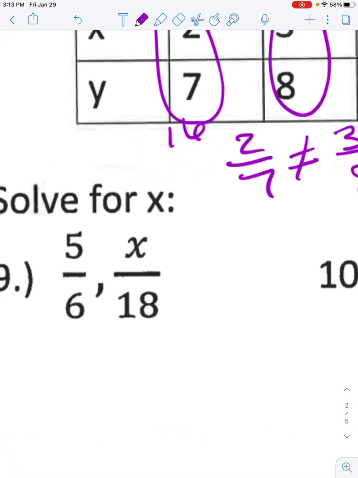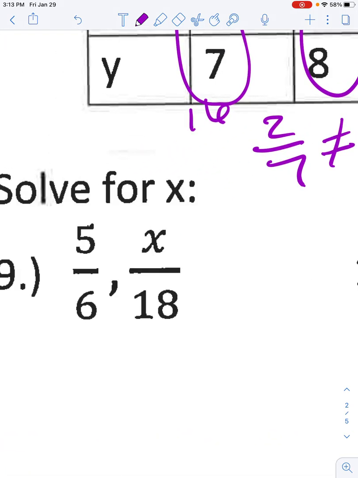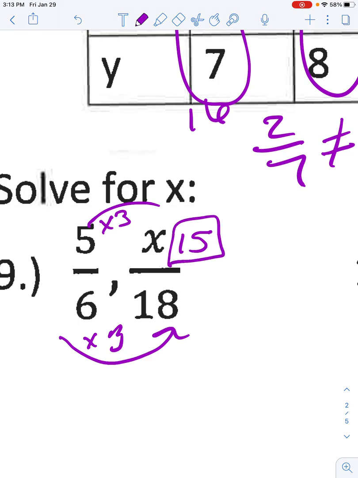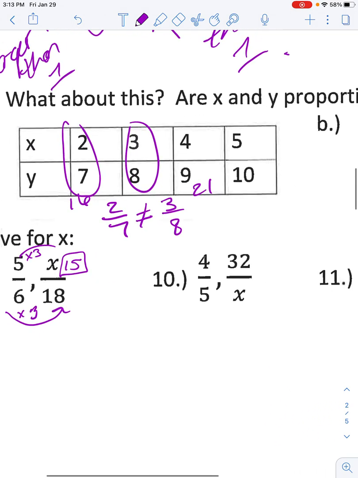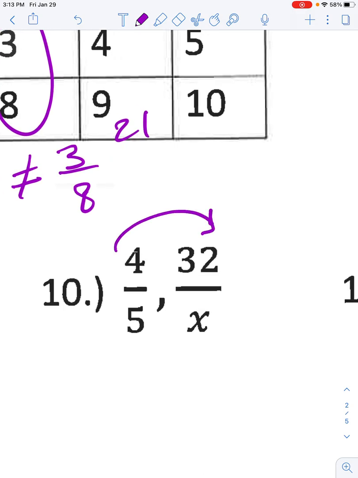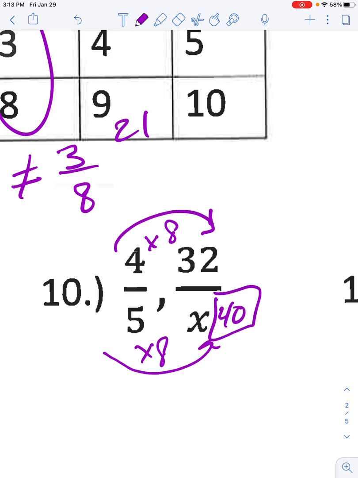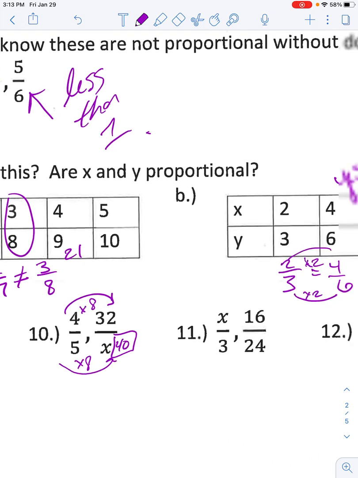Last four, we're going to solve for X. Easiest way to do these. How do I get from 6 to 18? Multiply by 3. Do the same up here. So X is 15. Next one. How do I get from 4 to 32? Times 8. So do the same down here. 5 times 8 is 40.